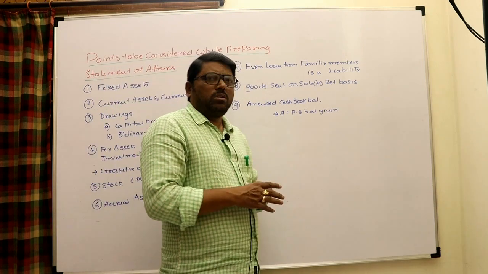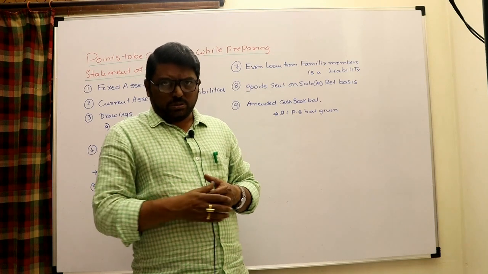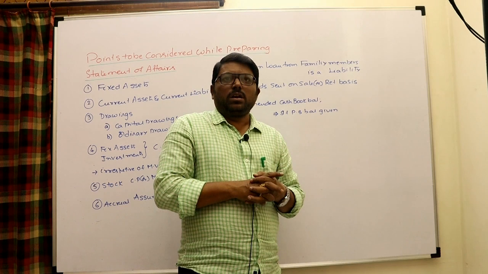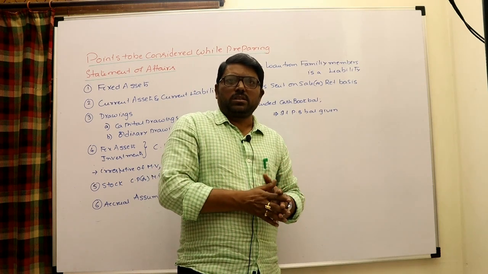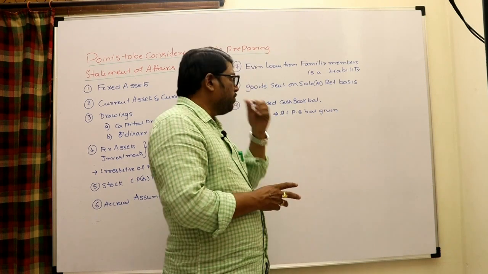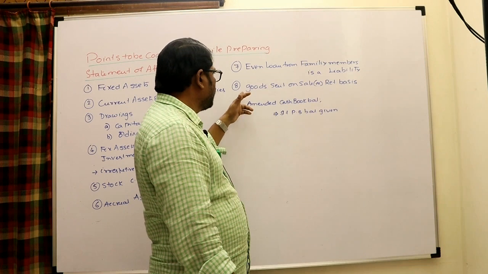Even if you have taken any loan from family members like your wife or from relatives, that should also be considered a liability to the business. And even if you, as a partner, contribute some loan to the business, that is also a liability. Therefore, any loan taken from family members is not capital, it is a liability.